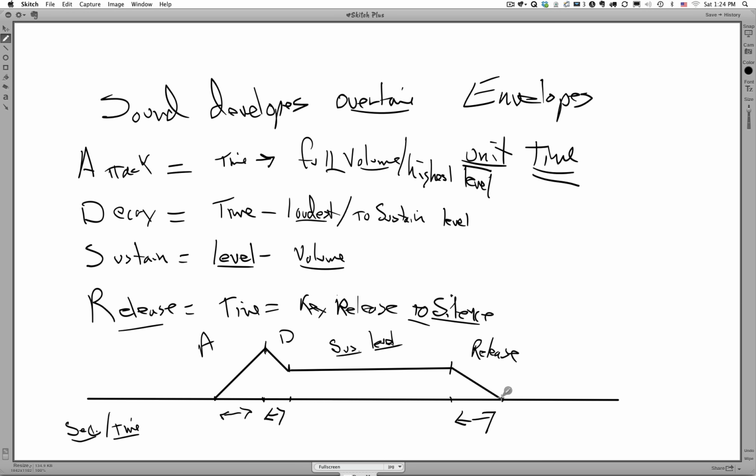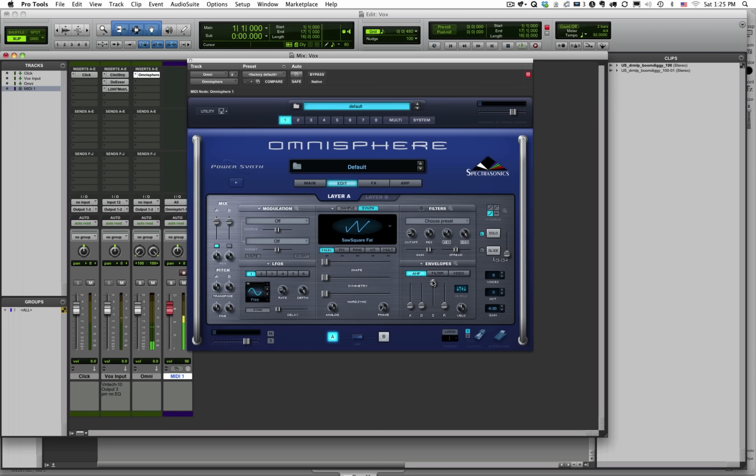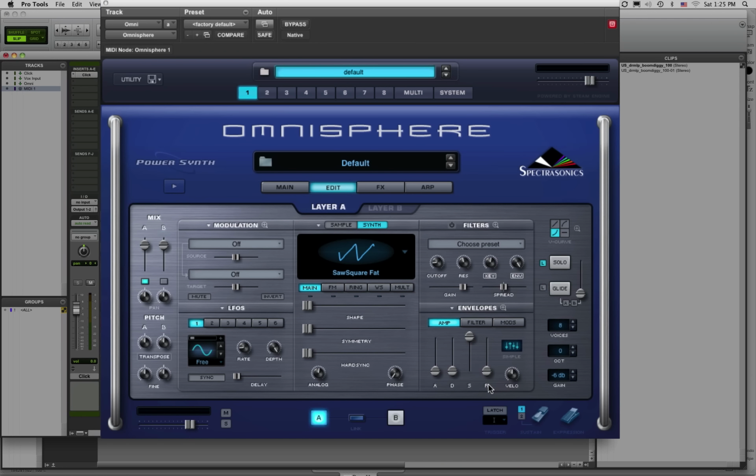All right, so let me demonstrate this to you real quick. No, it's not very pretty. It's a saw square wave, so a combination of a saw and a square wave. All right, now here is our envelope. This envelope is assigned to the volume of this synthesizer. So we can start playing with the attack, decay, sustain, and release.